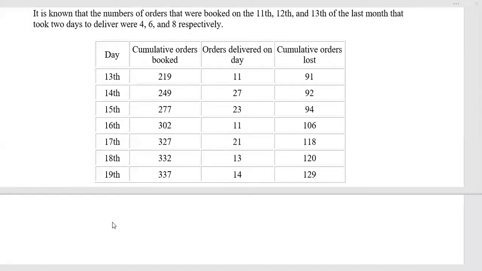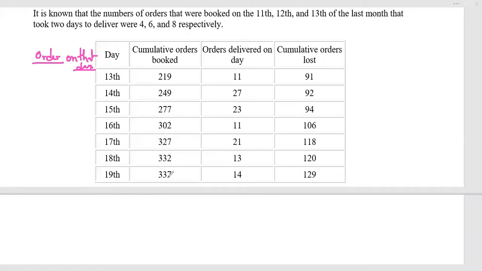Now we have taken the entire information which is required. Now this is the entire table: days, cumulative order booked. Once we have the cumulative order booked, we can find out the order booked on that day. This we can find out. In which way?